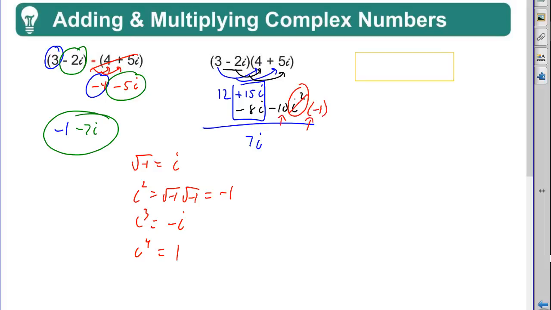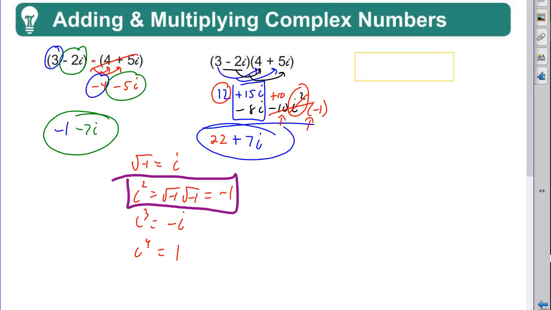Negative 10 times negative 1 is positive 10. I now want to put that positive 10 with my positive 12 for a positive 22. And there's my solution, 22 plus 7i. Just be careful on the back end. The i squared is a negative 1. You've always got to have that in your head. That's really important, that you remember an i squared is a negative 1.